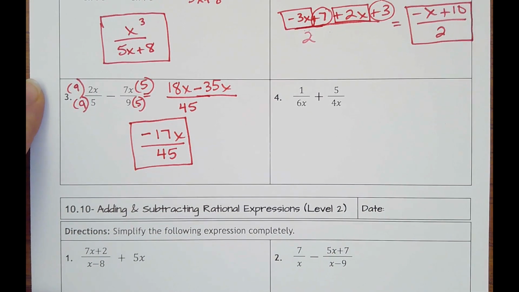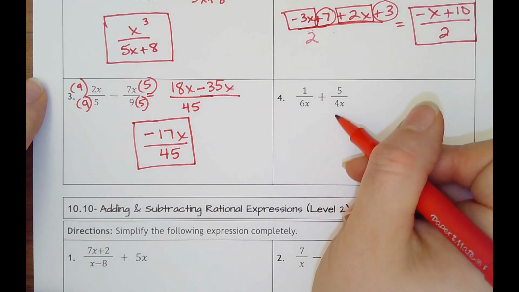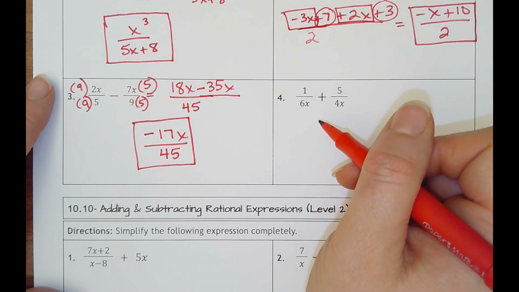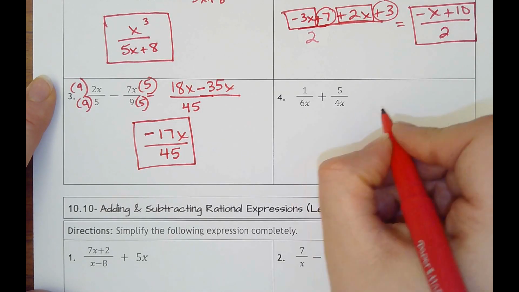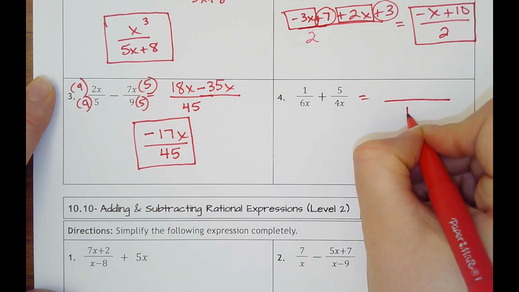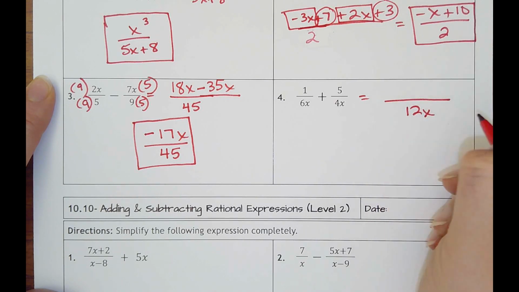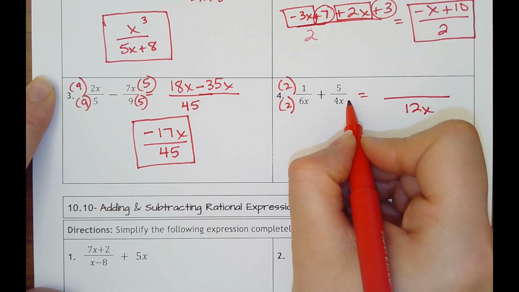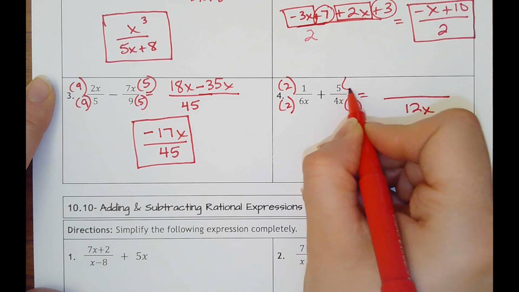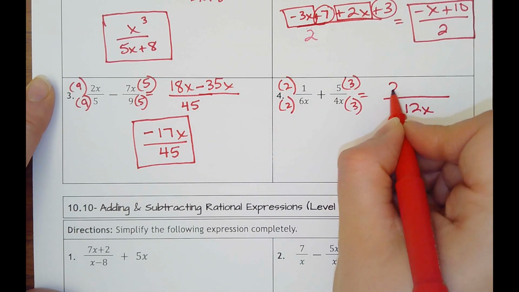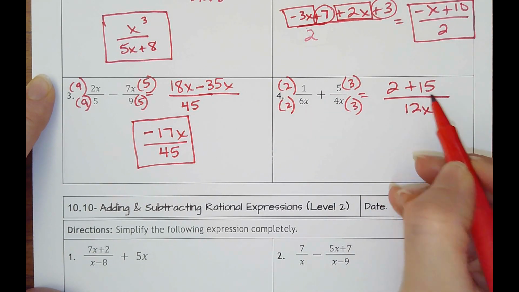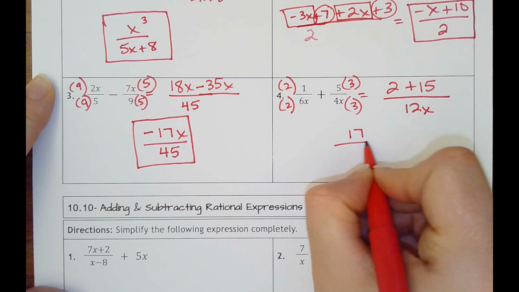And last one, I have a 6x and a 4x on the bottom. The x's match, but I need a common multiple for 6 and 4, and the smallest one would be 12. So I'm going to make a common denominator with 12x. 6x would have to be times 2. 4x would have to be times 3. 2 times 1 is 2, plus 5 times 3 is 15. Put your like terms together, so 2 plus 15 is 17 over 12x.